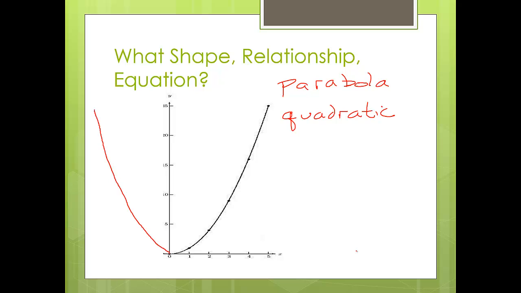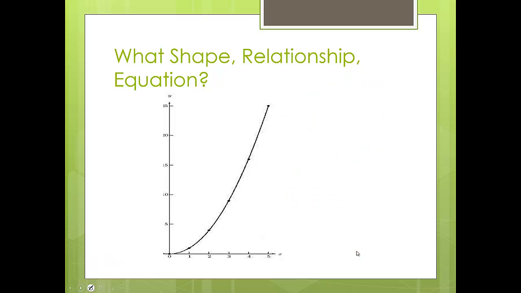And because it's quadratic, we use the equation y is equal to a x squared, where a can be any number. And if we want to linearize this, we're just going to say y is equal to x squared. And that makes it a lot easier to convert your data into a line so we can use our slope-intercept form equation.